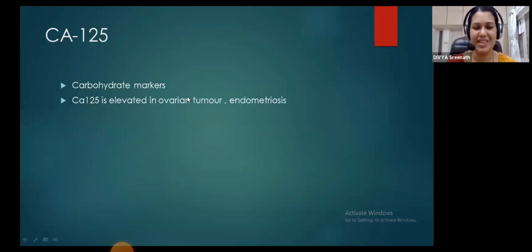Another common test is the CA125 tumor marker. Tumor markers are evaluated for any ovarian tumor, and CA125 is also increased in patients with endometriosis. In endometriosis patients, the CA125 may be much increased than the normal value. So it is also a marker we can use in endometriosis and also in ovarian carcinoma.